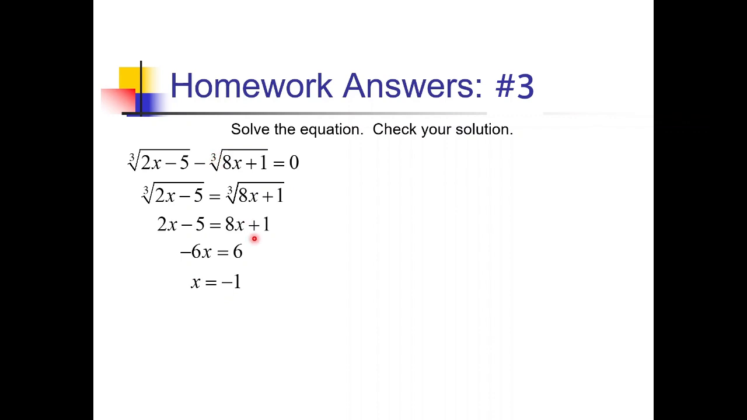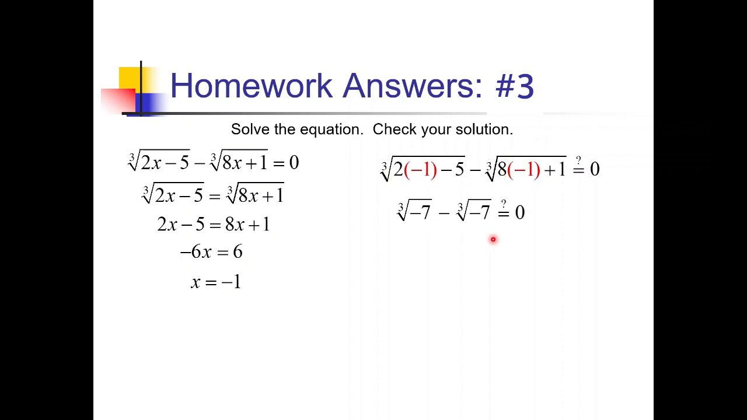Now let me plug this back into the original. So I've got cube root of 2 times negative 1 minus 5, minus cube root of 8 times negative 1 plus 1. So we have negative 2 minus 5. That's going to be negative 7 in that cube root. Over here, this is negative 8 plus 1, which is also negative 7 inside the cube root. If I take the cube root of negative 7, whatever that is, and subtract it from itself, that's going to end up being 0. So we do end up with 0 equals 0, which confirms that negative 1 is our answer.